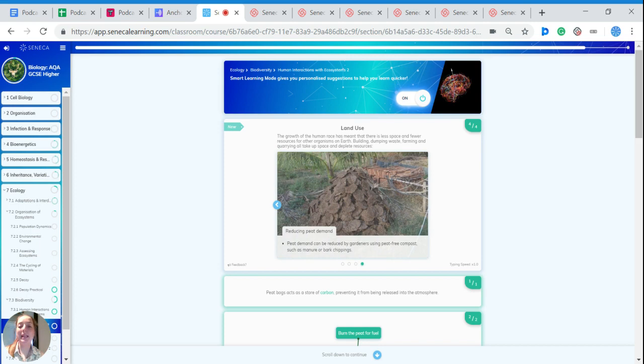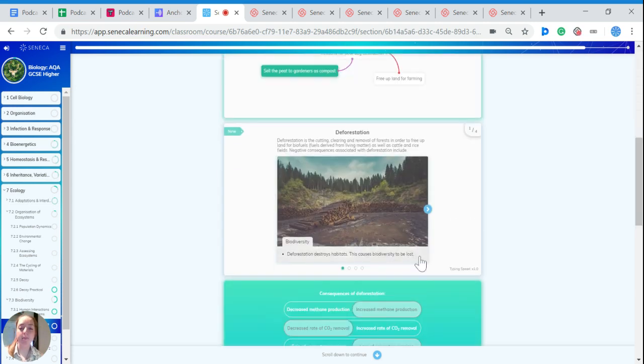So what do we need to do? We need to decrease the demand for peat. We could do this by giving gardeners peat-free compost, such as manure or bark chippings.